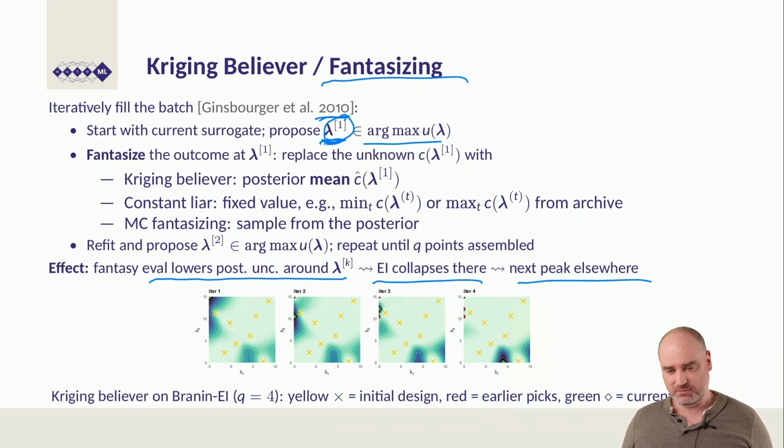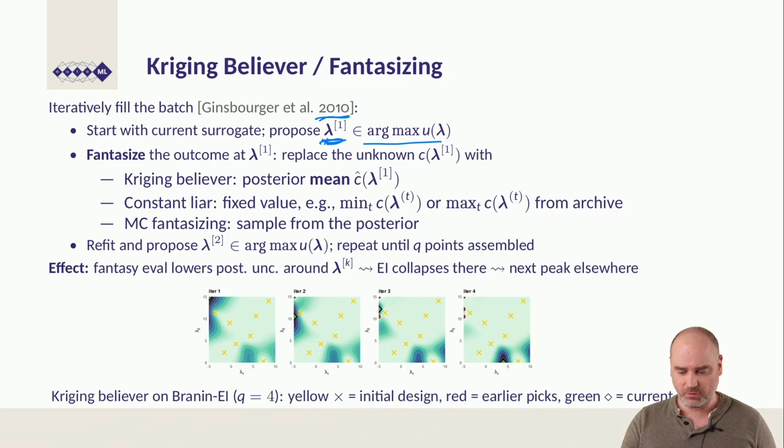So the only thing that is now left to determine is how we fake in these fantasy values. And there are multiple options for this. One is, for example, called Kriging Believer. For that, you just use the posterior mean at this produced point. There's also constant liar. This uses a fixed value. So for example, you can take the minimum or the maximum from your archive of all of the observed cost values. And there's also Monte Carlo fantasizing, where you sample a value from the posterior.